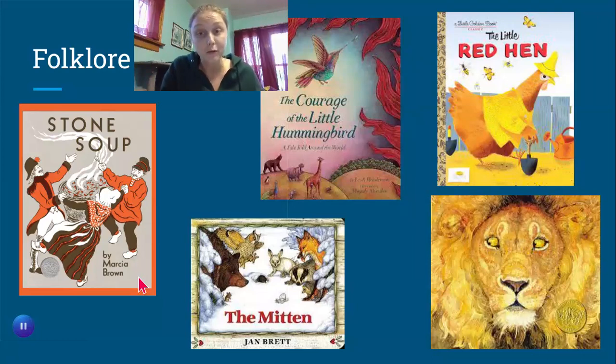Here are some sample folklore stories that could be used for this lesson. Stone Soup is an English folklore about community sharing. The Mitten is a Ukrainian folklore about kindness and friendship. The Courage of the Little Hummingbird is an animal fable about heroism, hope, and community. The Little Red Hen is an American fable meant to teach children the importance of hard work and personal initiative. The Lion and the Mouse is a Greek fable by Aesop, about how love and kindness are never wasted.